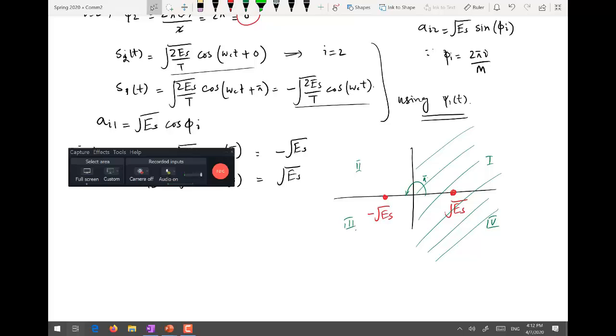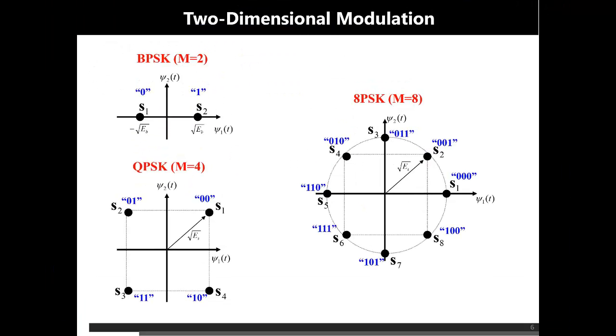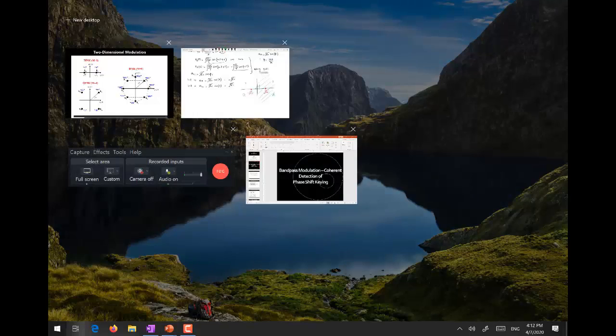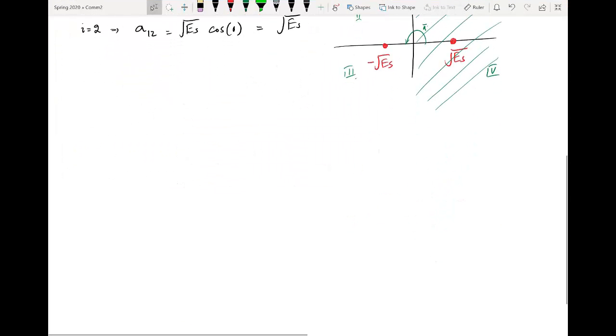So similarly, if you extend this concept for higher order modulations, for M equal to 4 and M equal to 8, let me just tell you about M equal to 4.